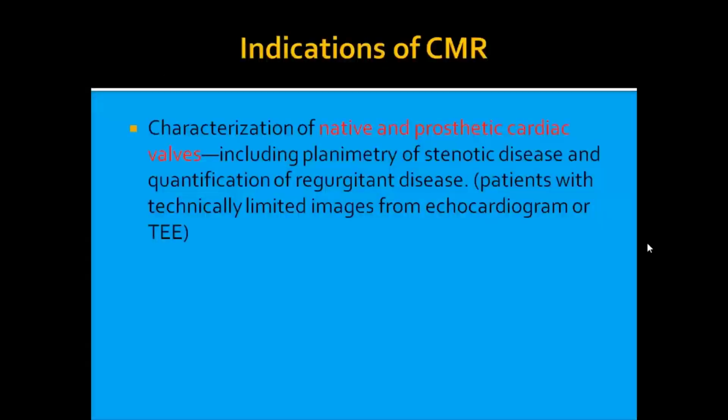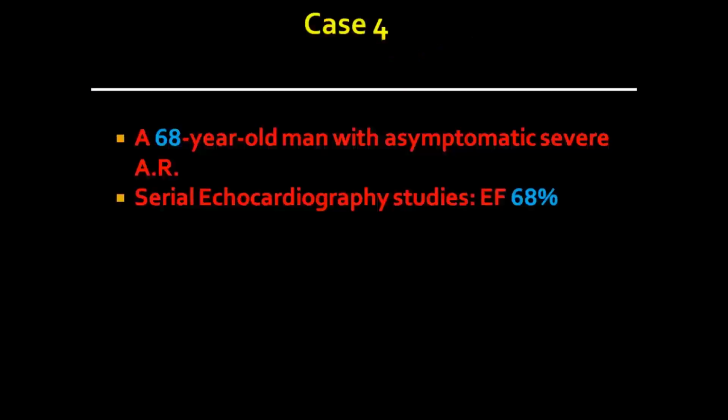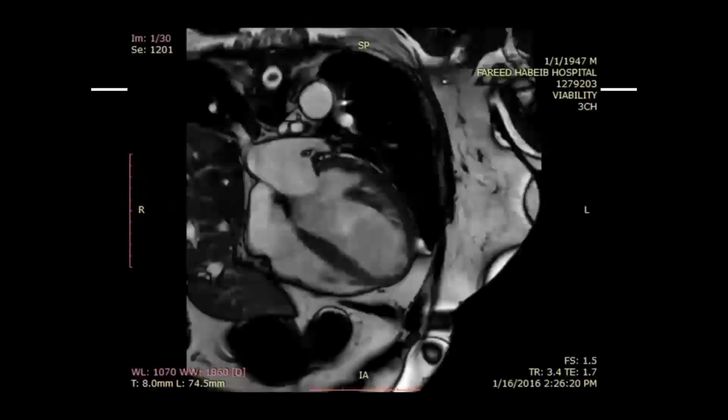Another indication is characterization of native and prosthetic cardiac valves, including the planimetry of stenotic disease and quantification of regurgitant disease. This is an example of a 68-year-old man with asymptomatic severe aortic regurgitation. He had a serial echocardiography study that shows his ejection fraction is preserved at 68%.